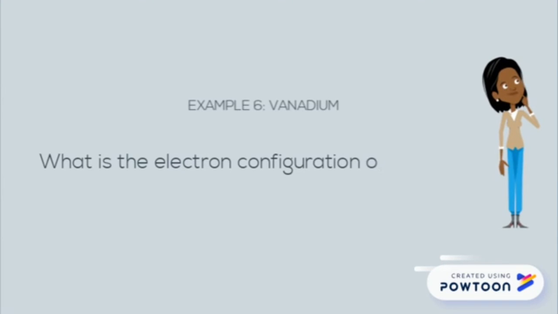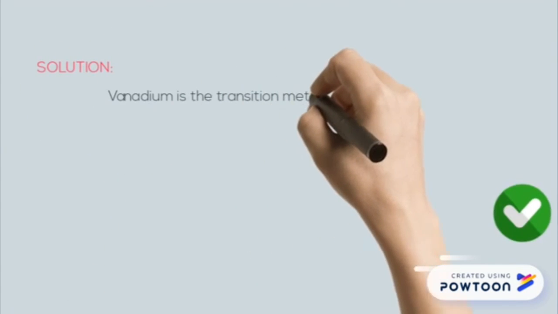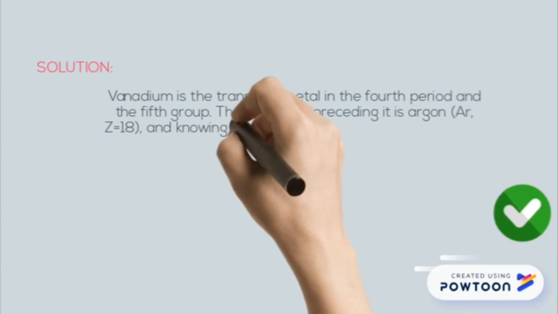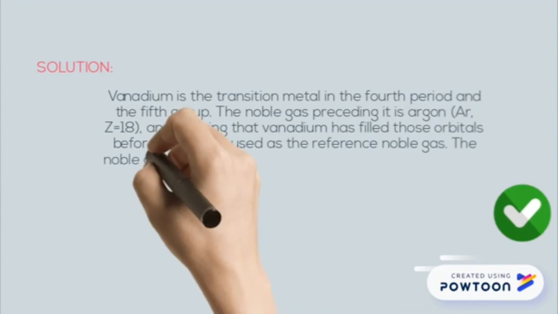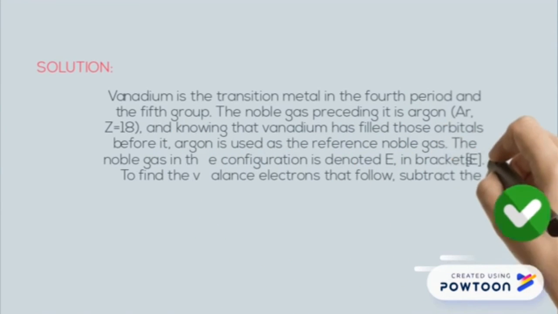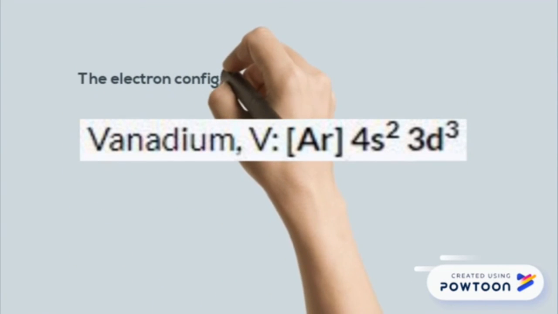What is the electron configuration of vanadium? The electron configuration of vanadium.